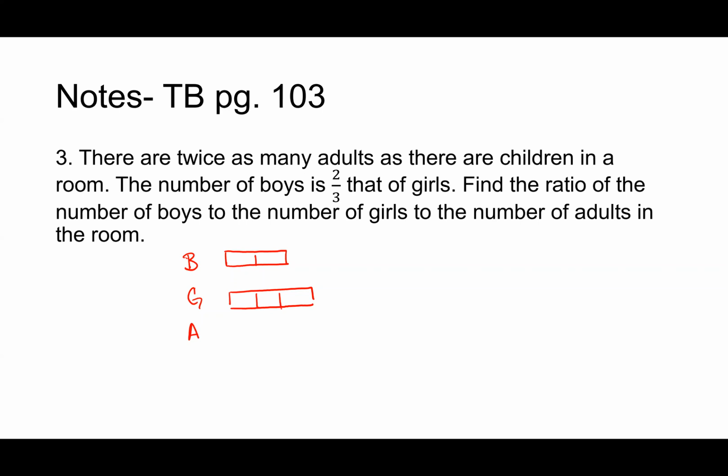So if boys have 2 units, girls have 3 units, how many units do boys and girls have together, Gabby? 5. Okay, if children have 5 units, how many units do adults have? Say it. 10. Okay, so let's go ahead and draw a bar model with 10 units for them. Okay, go ahead and fill that in with 10, please.